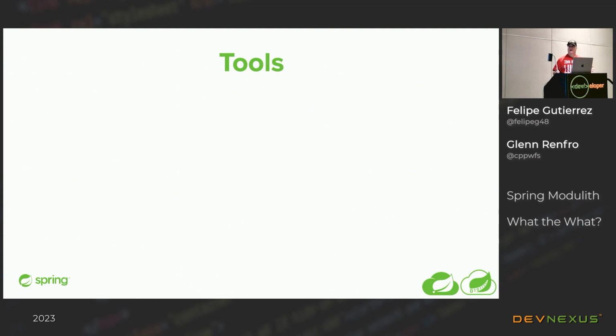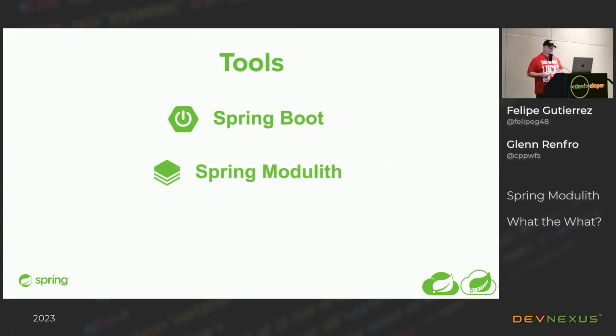The one question that we commonly get is, what if I have modules in a different place? Is there an override for that? Absolutely. You can specify your plan of what modules you want, and Spring Modulith will honor that. So the tools we'll be using today are Spring Boot and Spring Modulith.